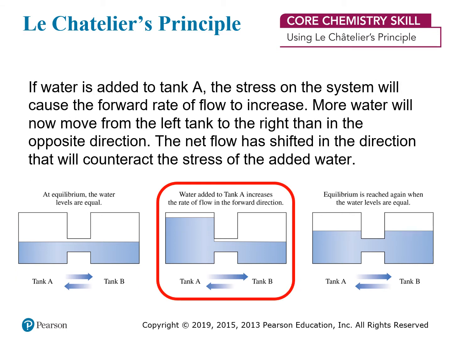If we were to add additional water to one of the tanks, in this case into tank A, this would disturb this equilibrium. Tank A now has a bunch of extra water relative to tank B. This additional water is going to cause more of a flow from left to right than from right to left. So the right to left flow hasn't necessarily changed, but the left to right flow is now much larger because there's more water, there's more pressure pushing water to the right. So we've disturbed the equilibrium, and the system is responding by shifting to the right.